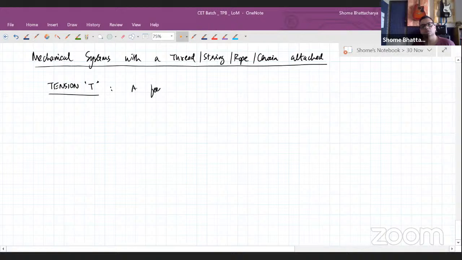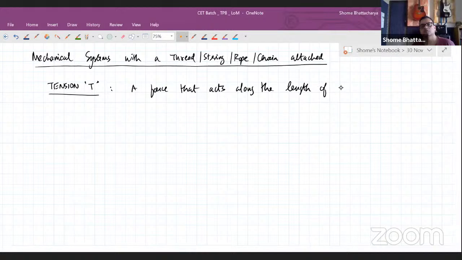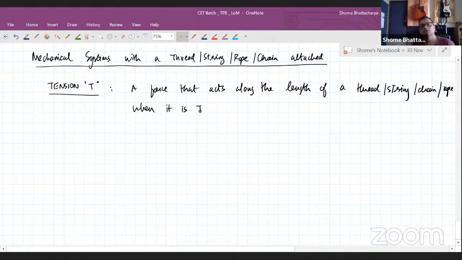It is a force that acts along the length of a thread or string or chain or whatever, when it is tight, or stretched by external forces.